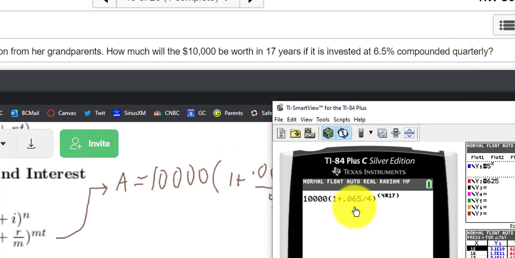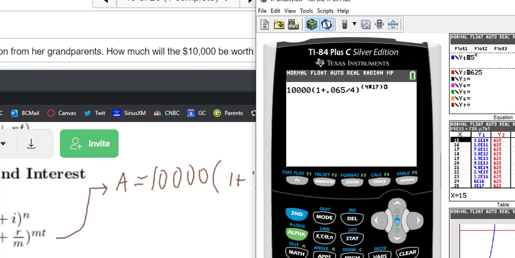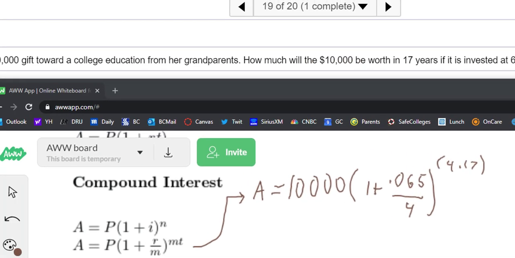All right. The 0.065 is 6.5% written as a decimal. The 10,000 is what I start with. So I'm going to press enter. And it looks like I'm going to have $29,925 and some change. So, you know, you almost tripled your money, right? Your 10,000 is almost 30,000. It's pretty good. All right, so let me just write that down.